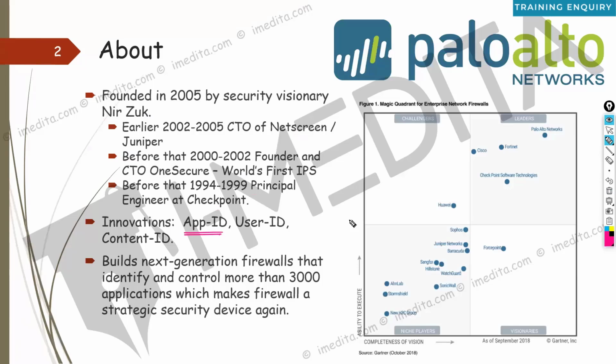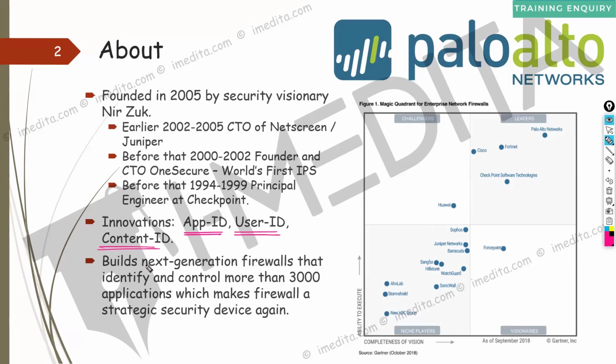We can identify, monitor, and control. He also invented User-ID with the Palo Alto firewall. With User-ID, you can integrate the Palo Alto firewall with Microsoft AD so that you can deploy group-based policy. He also invented Content-ID. So what is Content-ID? I already told you. When you deploy antivirus, anti-spyware, file blocking, and data filtering profiles, they count as Content-ID.